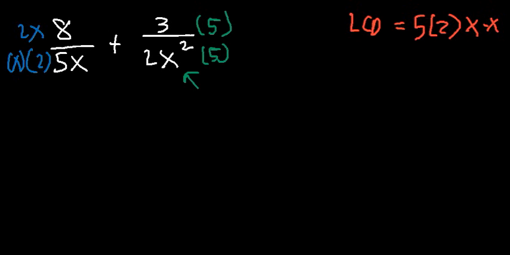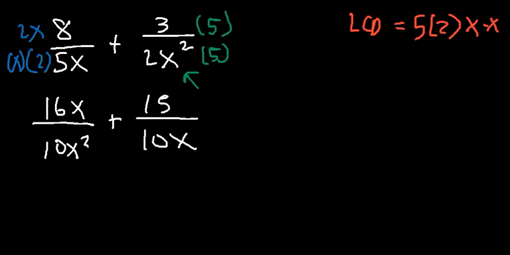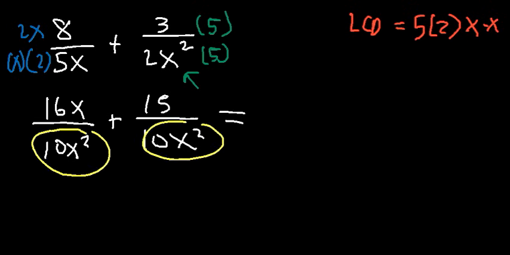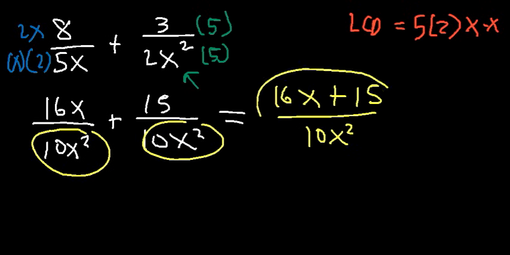So on top, 2x times 8, that's 16x. On the bottom, 2 times 5 times x, that's 10x squared. On top, 3 times 5 is 15. On the bottom, that's 10x squared again. So once you have like denominators, once they're the same, you can combine the numerators. So it's going to be 16x plus 15. We're going to combine it into a single fraction divided by 10x squared.